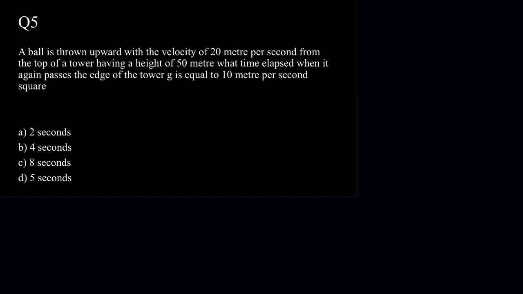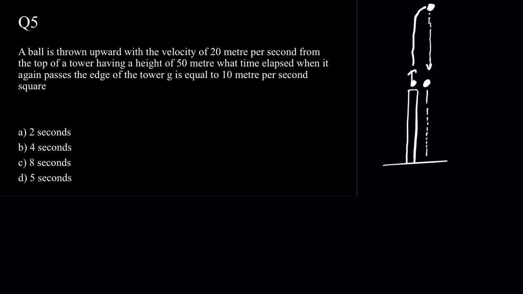So let me just draw a diagram first and then we'll look for the solution. This is the tower. The body is projected from here. It will go to the highest point. It will come back to the same position, and then the body will drop and reach the ground. Now let me mark this point as A, this as C.